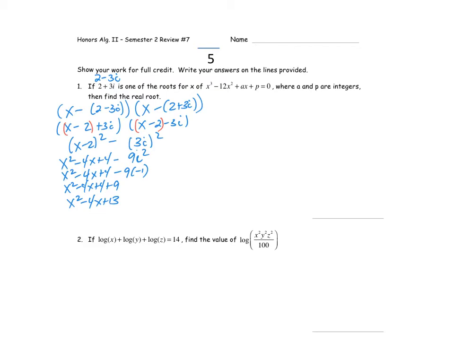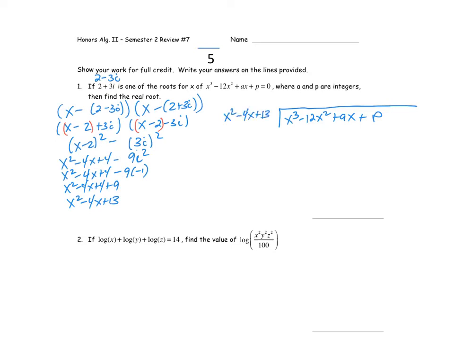So we're going to use this quadratic factor to figure out what the real root is, because we have two imaginary zeros. That means we'll have one real zero. This is a cubic, so it needs to have three roots. So I'm going to set up the long division here. I'm going to put x cubed minus 12x squared plus ax plus p, no missing terms, so I don't have to put any placeholders in. And I'm going to divide that by the quadratic factor we found, x squared minus 4x plus 13.